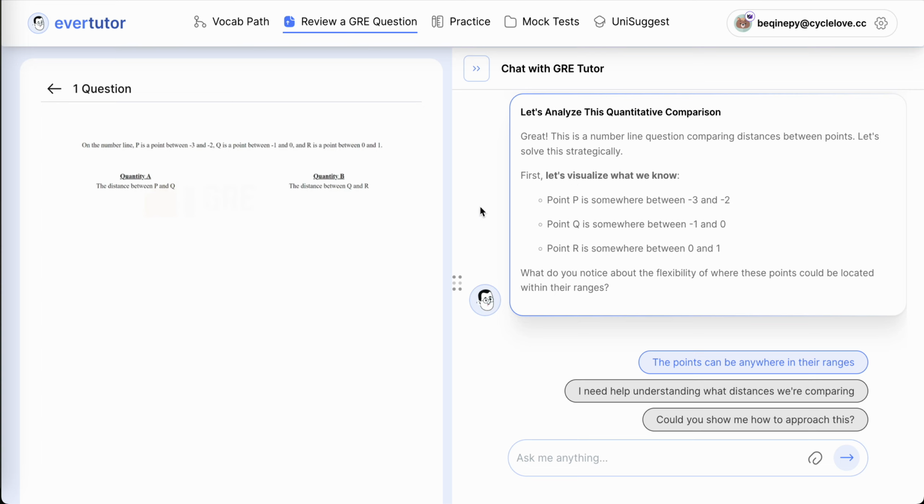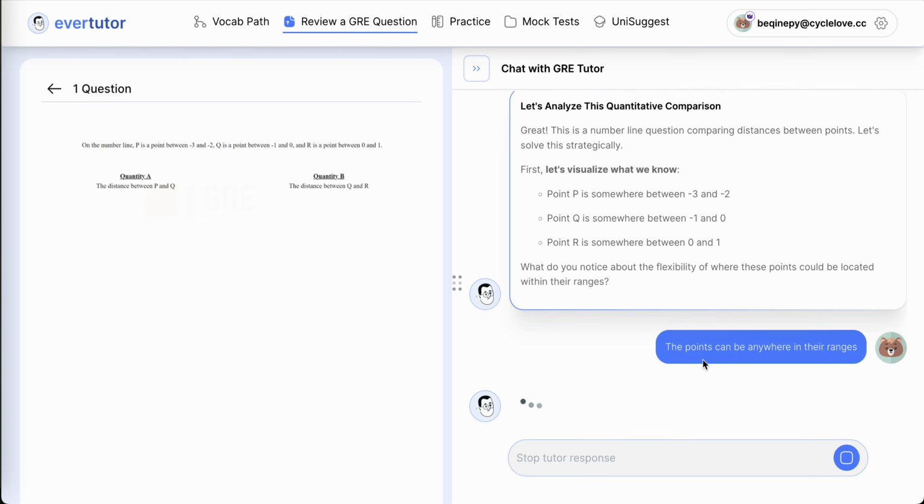Again, it's the data that is already mentioned. P lies between -3 and -2. Q is between -1 and 0. R is again between 0 and 1. Now we cannot precisely pinpoint the exact point because we don't know where that is. We can only work with ranges, and the point can exist anywhere within the range.